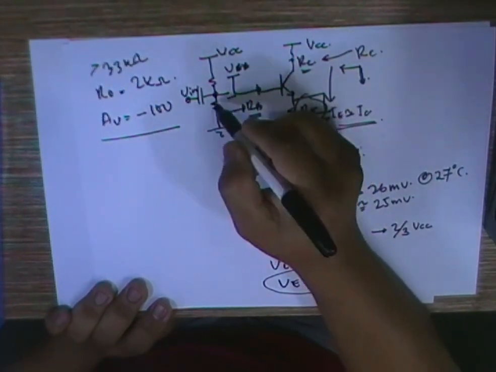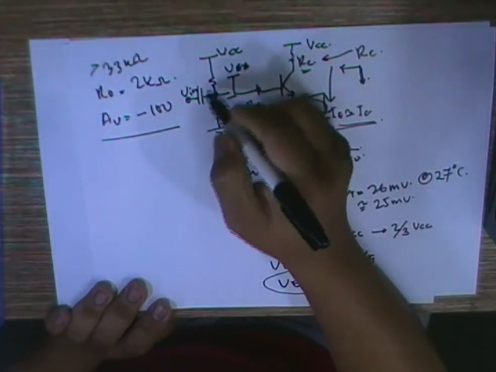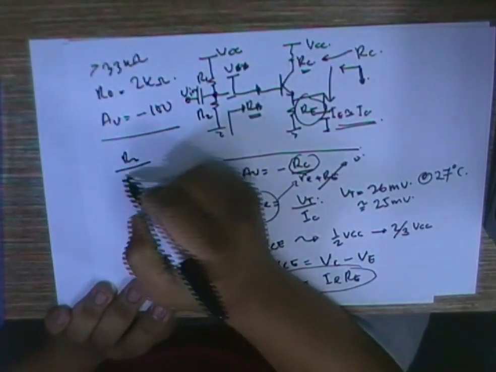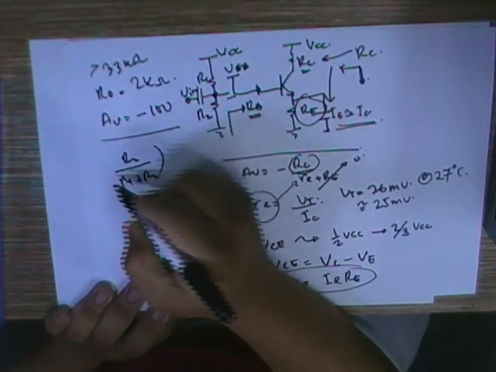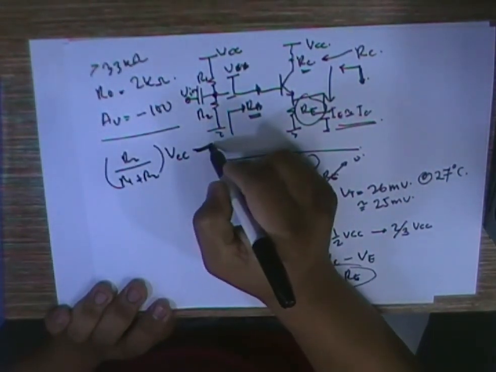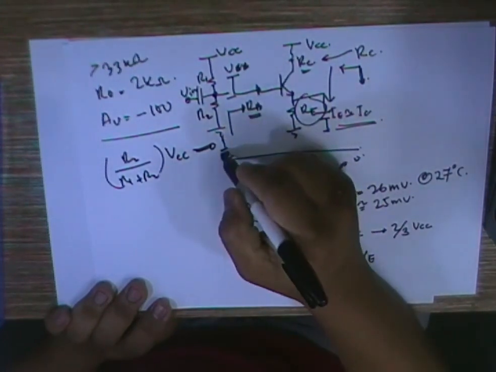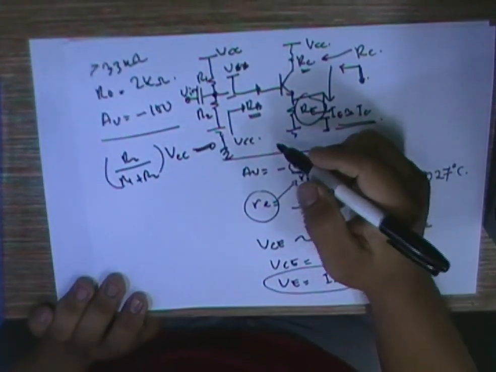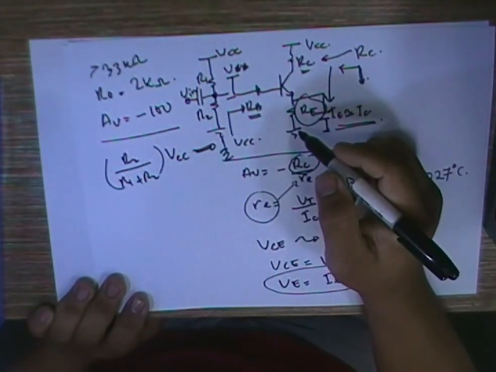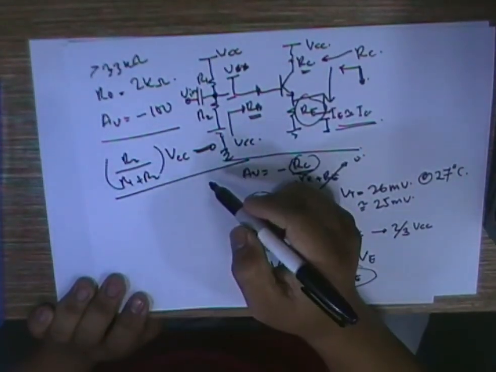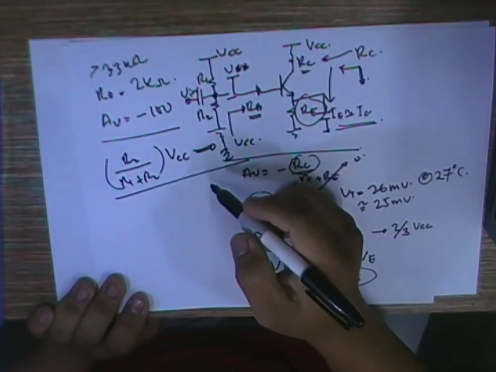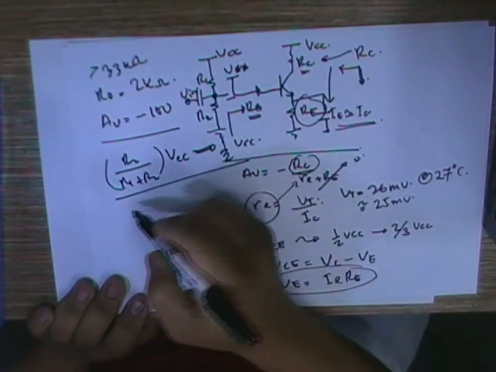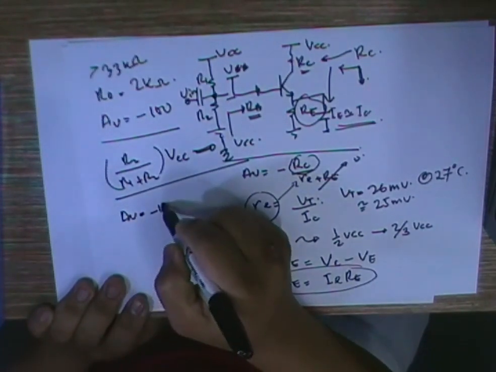So the combination of this, say this is R1 R2, so R2 over R1 plus R2 times VCC, this thing should be around 1/3 of VCC. This will give me a ballpark figure of what I should start with. And I also have what should be the current that is needed for this amplifier. So I know the AV is around minus 100.